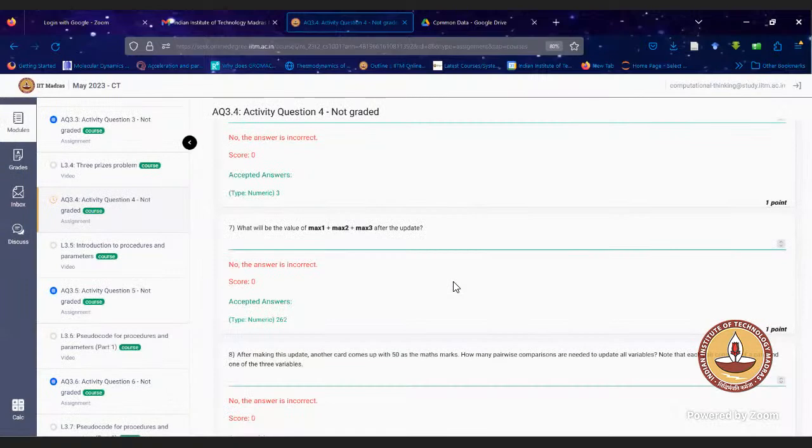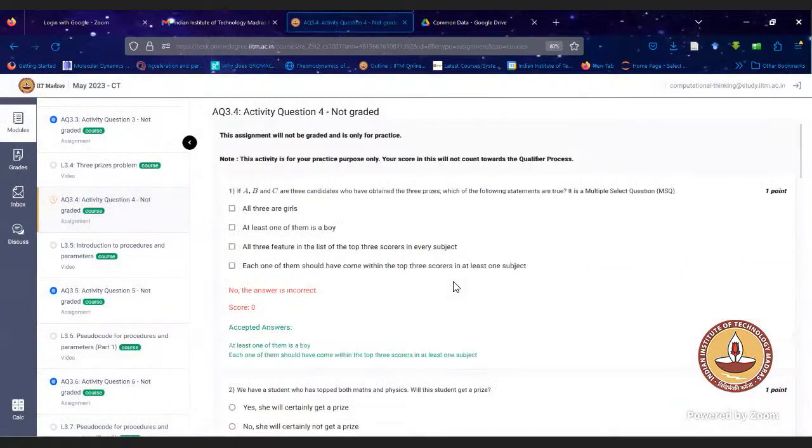Let's check. This question is particularly related to the 3 prizes problem, which is explained by sir, right? So he gave the hypothesis that there should be enough representation of gender also, right?